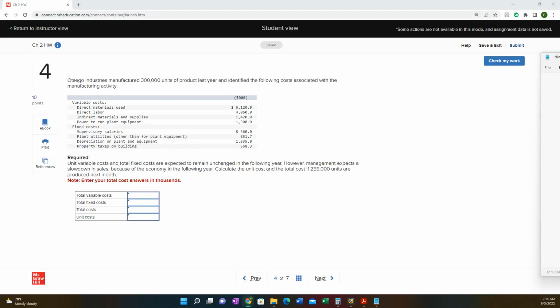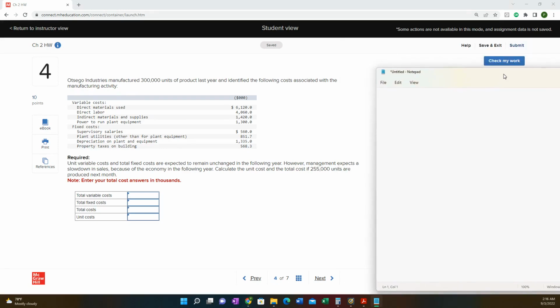So fixed costs are expected to remain the same, but as we know, the total of variable costs will change. So what we need to do is convert these variable cost totals into per unit amounts and then calculate how much the total variable cost will be under the new number of units, which is 255,000.